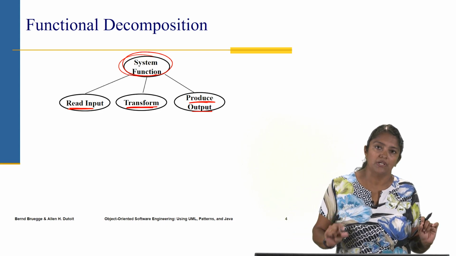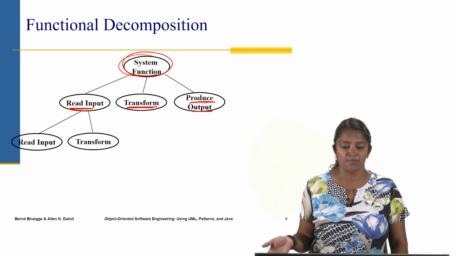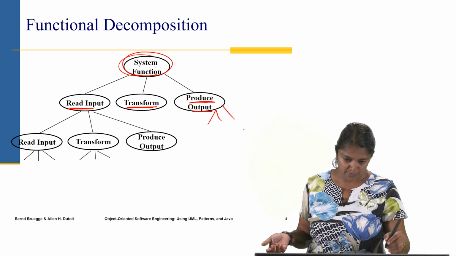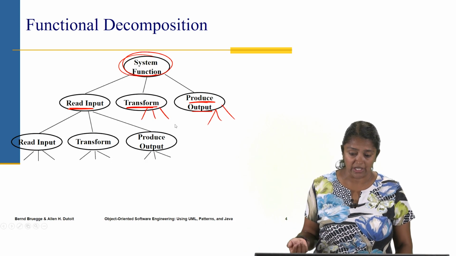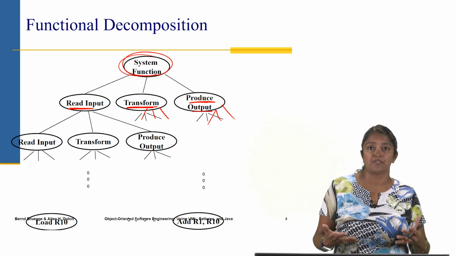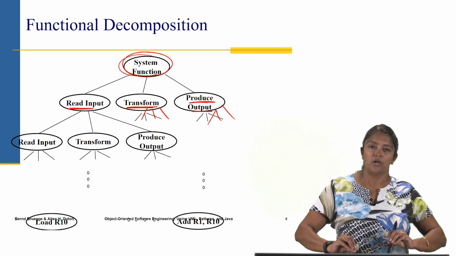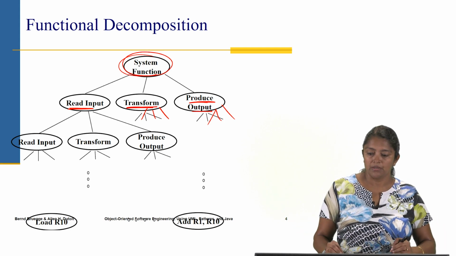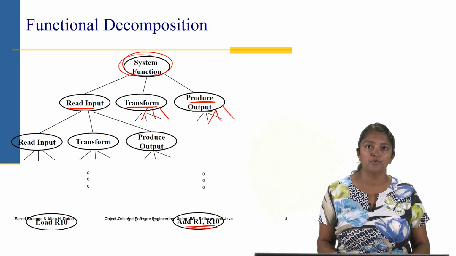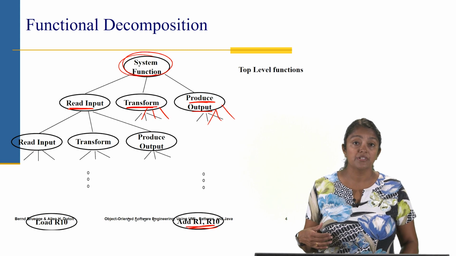the smallest possible function. So we again break down read further down into, say, three smaller sub functions. Similarly, transform is broken down, and then the produce output is broken down into smaller functions, and we keep doing this till we get to that lowermost level of, say, machine instructions. I mean, in the programming world, the lowermost or the simplest possible instruction would be a machine instruction, say load a register or add contents of two registers. So that's the idea of functional decomposition.